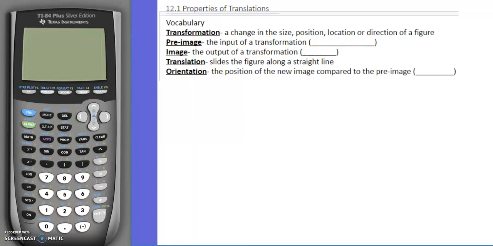12.1 Properties of Translations. Transformation is a change in size, position, location, or direction of a figure. Pre-image, the input of a transformation, the original. The image, the output of the transformation. It's the new image. Translation slides the figure along a straight line. Orientation, the position of a new image compared to the pre-image. It's the direction.